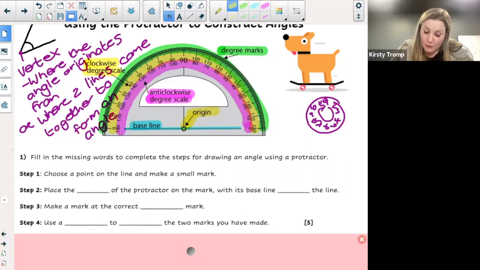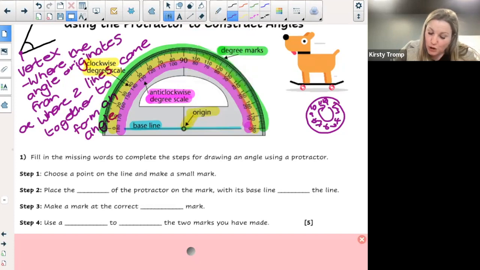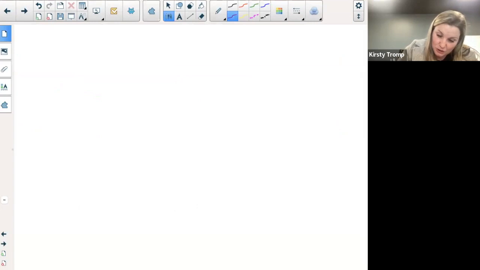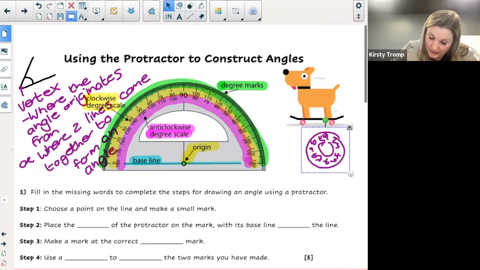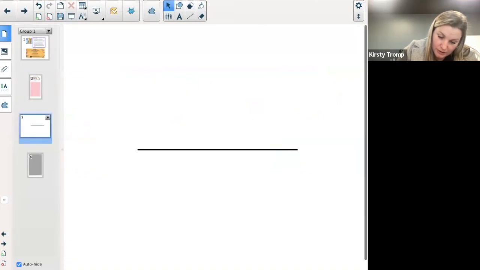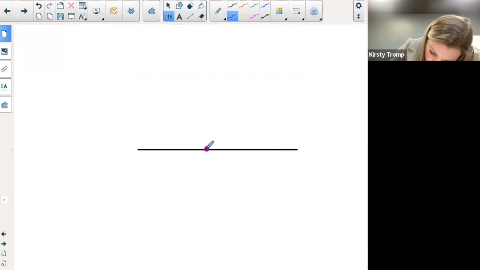All right, guys, so we're going to fill in the words to complete the steps for drawing an angle using a protractor first. So how do we draw an angle? So first of all, step 1, we're going to choose a point on a line and we're going to make a small mark. Okay, so if we had to do that, let's go and draw a line. So I'm going to draw a line and it says to me, step 1, choose a point on the line and make a small mark. So let's go choose my point on the line and let's make a small mark. Done.